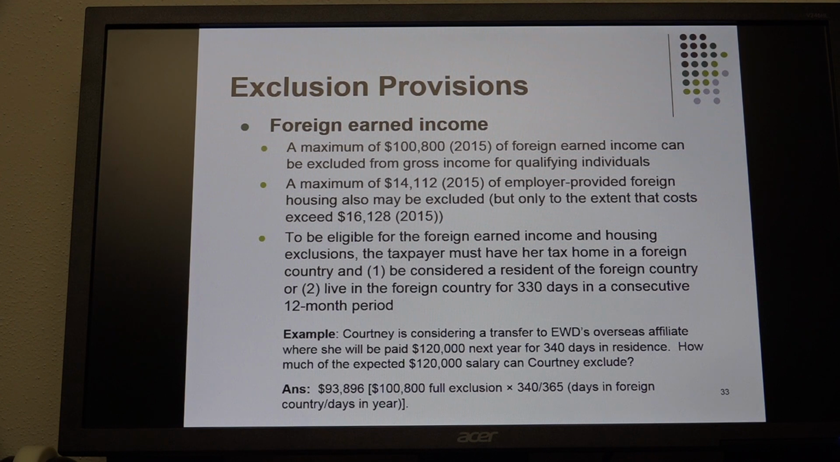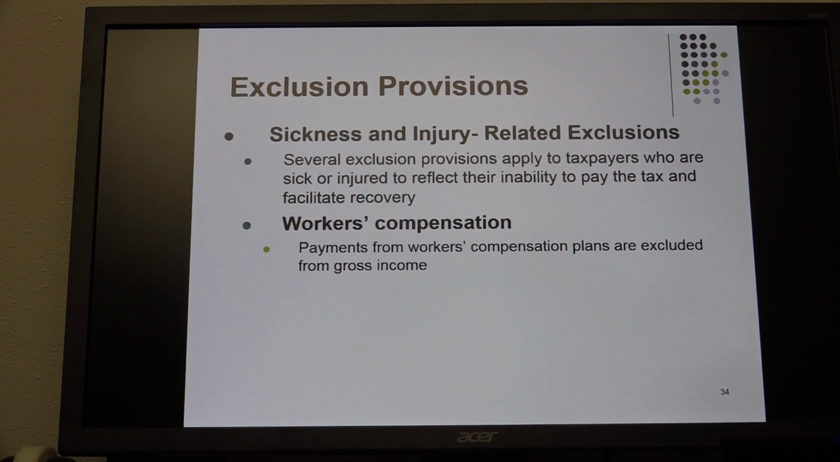Now notice there are some eligibility requirements that you must meet in order to use the foreign earned income exclusion. If you look at those, it's not a big deal. Next, sickness and injury related exclusions. So here you have workers' comp.